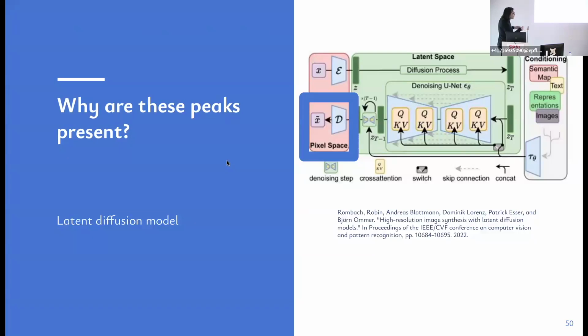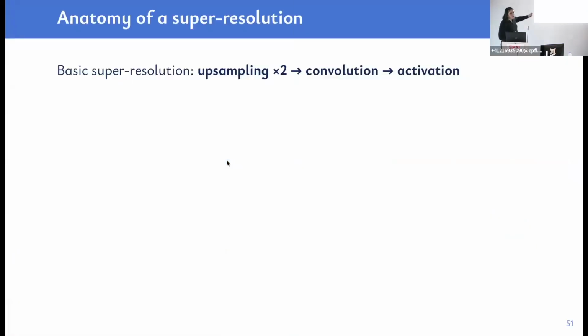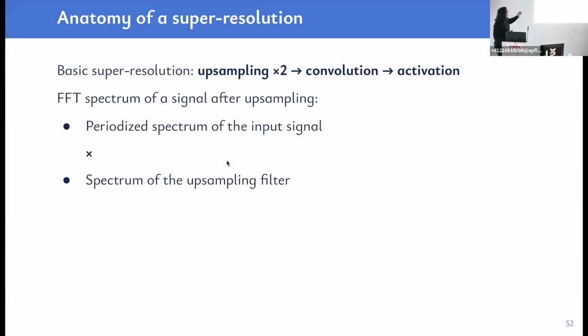Here you have a small image with many channels, but small. And the decoder makes it into a large 3-channel image. So basically, the main steps at which we are looking is super resolution. Let's take a very basic one. You have a ×2 upsampling, convolution, and activation. And we look at it in the Fourier domain.